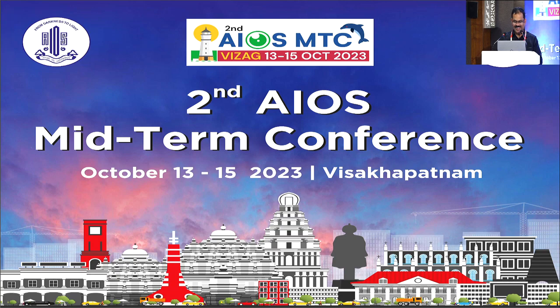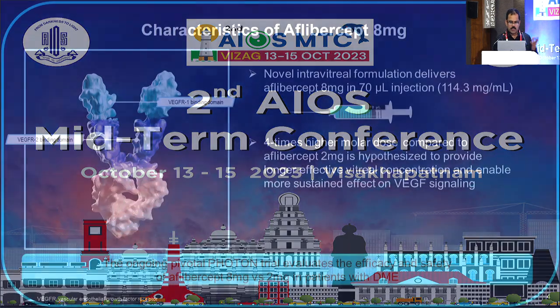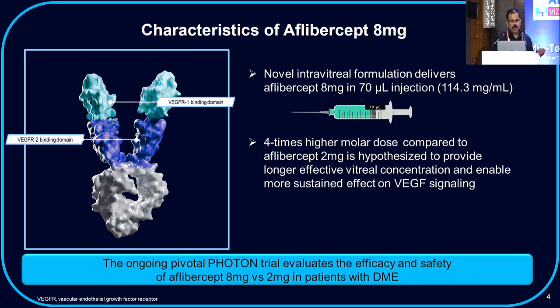So next would be 8 milligram. This is a recent trial in aflibercept, and this 8 milligram is like 8 milligram in 70 microgram. Currently we are using 2 milligram.